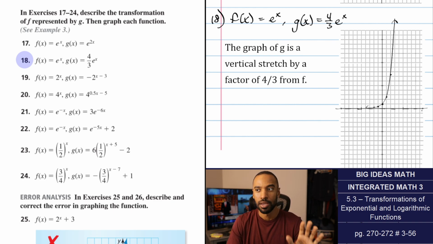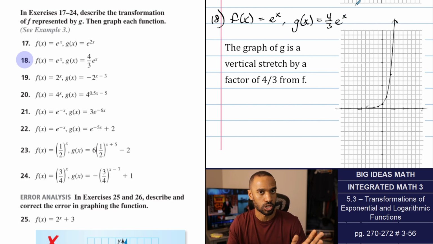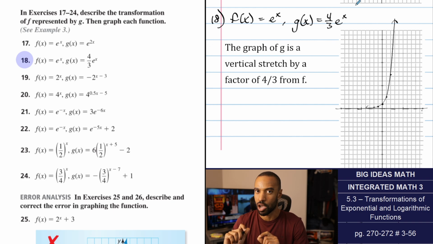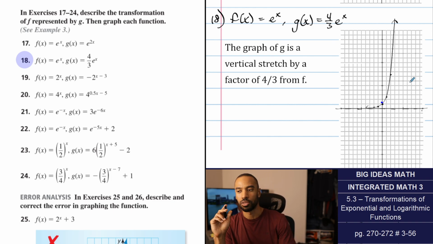Now this time, this is where a changes. Listen, when x is 0, e to the 0 is 1. That's great. But 1 times 4/3 is 4/3. Everything is 4/3 taller than it was before, including our reference point. Before we were 1 up, now we're 4/3 up. Not much taller, 1 1/3 up instead, but it's like that. Everything's 4/3 taller than it was before.